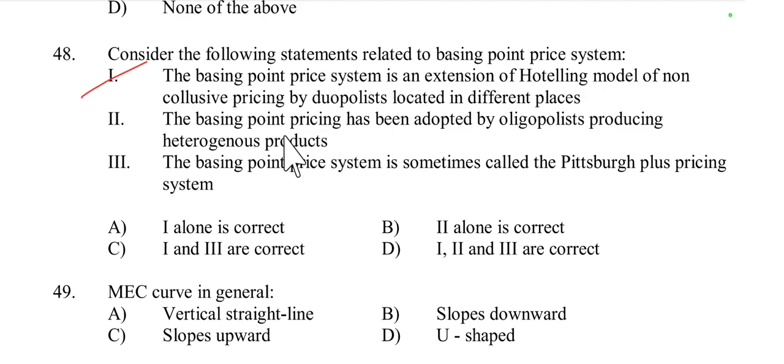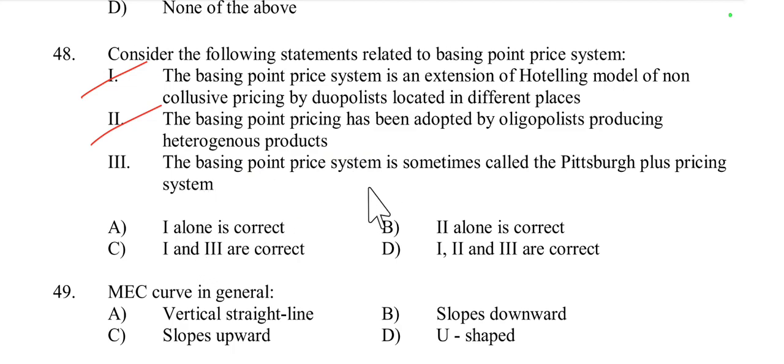Then option 2, the basing point pricing has been adopted by oligopolists producing heterogeneous products. Yes, it is often adopted as the basing point pricing system helps them maintain price stability and coordinate pricing strategy. So option 2 is also right.